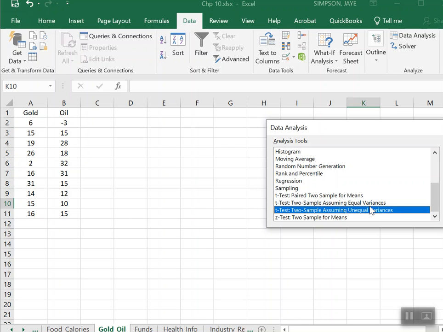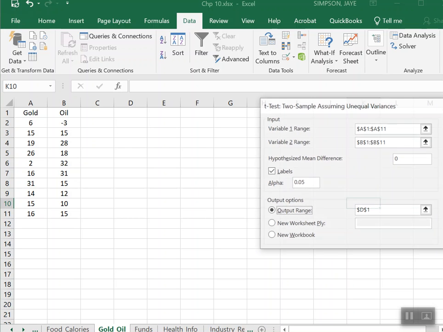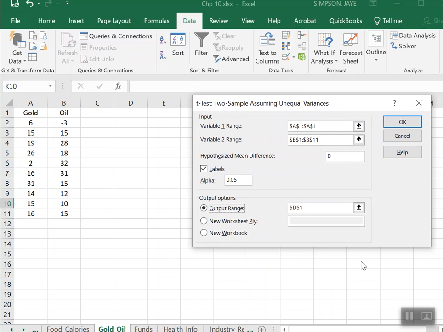If we know, for example, that the population variances are known, then we'll use this z-test, the 2 sample for means. And if we don't know the variances, but we assume they are equal, then we'll use this t-test assuming equal variances. But since we're told to assume they have unequal variances, I'm going to choose this one with unequal variances. I'm going to click OK, and I bring up this dialog box here.